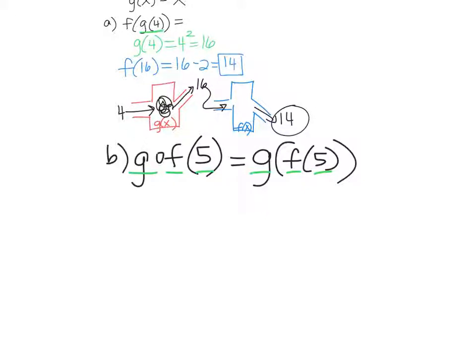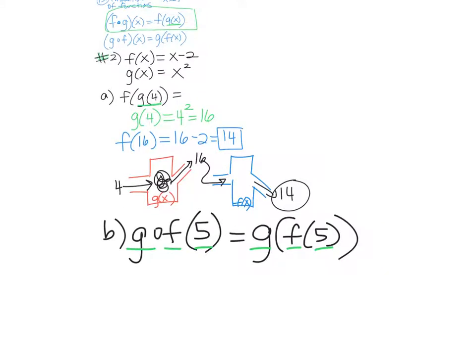And you can do these in your head when you start to get pretty good at them. So 5 is going into which of my two functions first? 5 is going into function f. Do you see that? And what is f of 5? Evaluate f of 5. What do you get? 3. Then take 3 and plug it into function g. 9. And that's your answer.